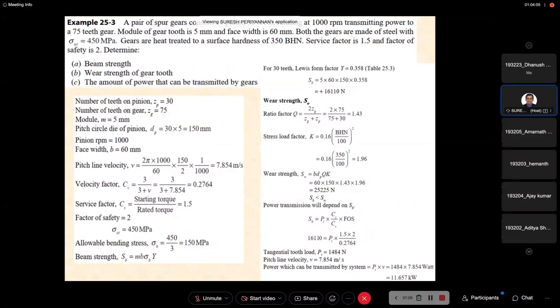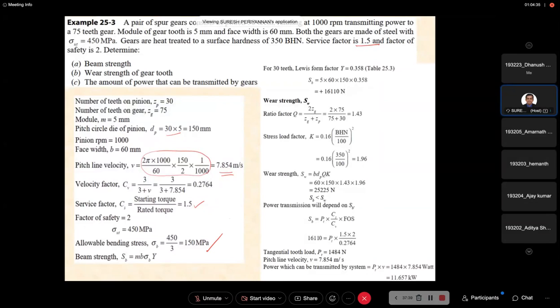Okay. Now see here, the module, the number of gear teeth and pinion teeth are all given. The pitch circle diameter of the pinion is also given. Find the pitch line velocity. This is nothing but pi D N by 60 into 10 power 3. From these relations, we find the velocity factor, and the service factor, 1.5, is already given in the problem. Now from these relations, we get the allowable bending stress sigma b.